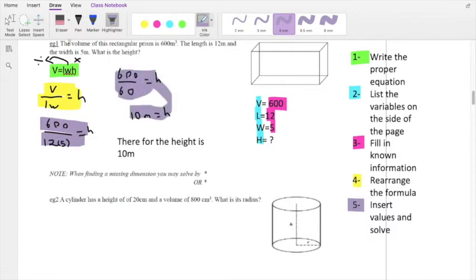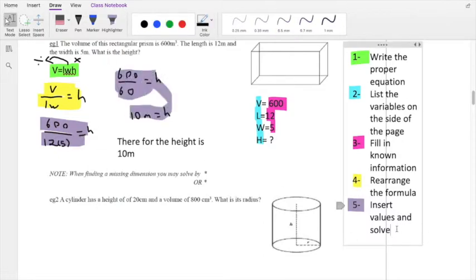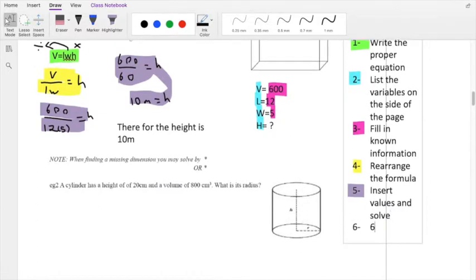Oh, and I could add a step here for all my non-communicators. It would be 6 would be write a statement.